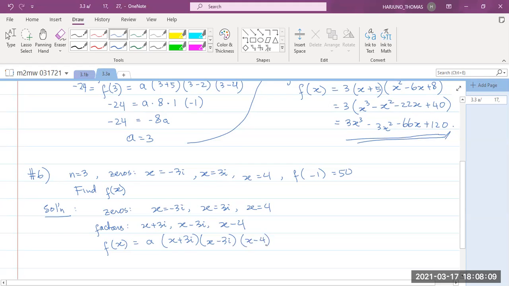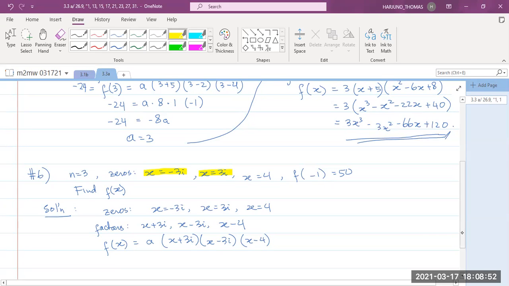Now you will see a little fact much later on, something called the conjugate zero theorem. I believe it's either in 3.3, very likely in 3.4. The conjugate zero theorem says the following. If you have a complex number as a zero, then the conjugate of that complex number must also be a zero. To be more precise, if a zero is a number that has a conjugate, then the conjugate must also be a zero. But we will see that later on once we get to 3.4.